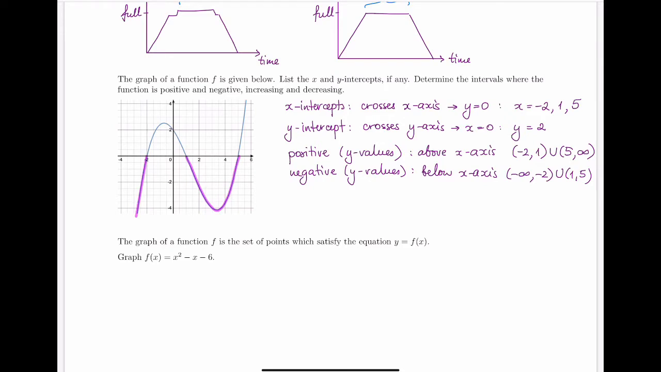Okay, so let me note this on the graph once again, that above the x-axis means positive, and below the x-axis means negative in terms of y values of the graph. And then the last thing we're asked to consider here is the intervals when the graph is increasing and decreasing. For that, it is useful to imagine that you are hiking on this graph. Increasing will correspond to when you're walking up the hill, and decreasing will correspond to when you're walking down the hill.